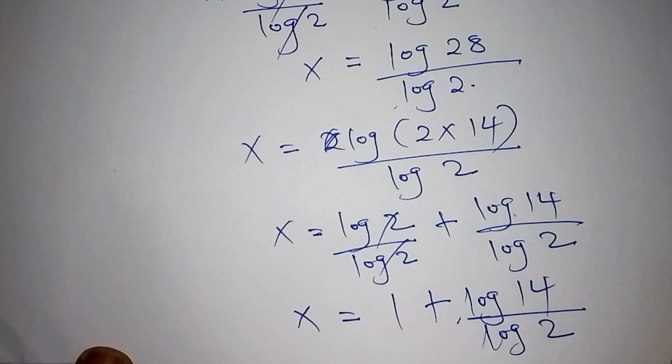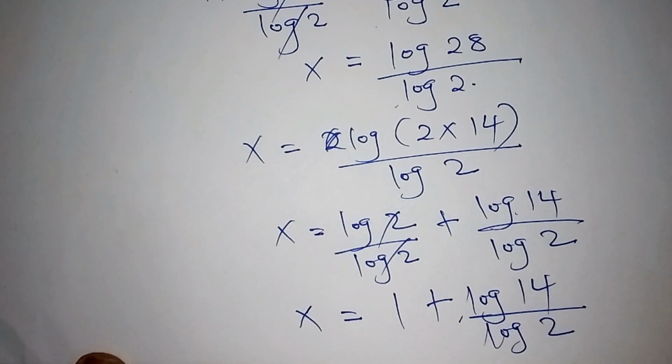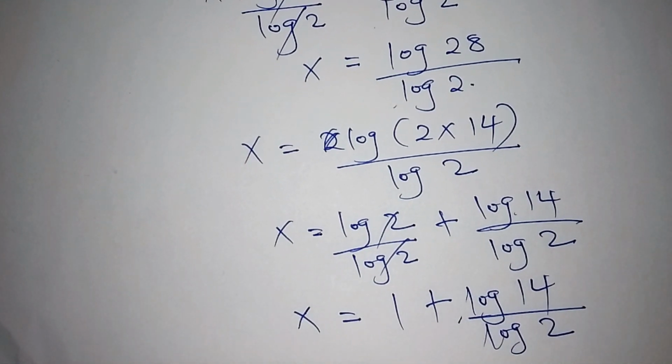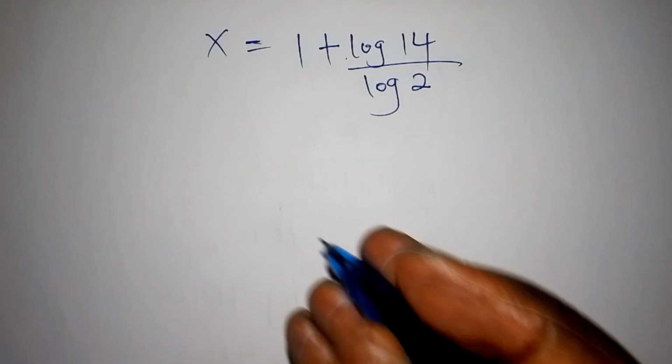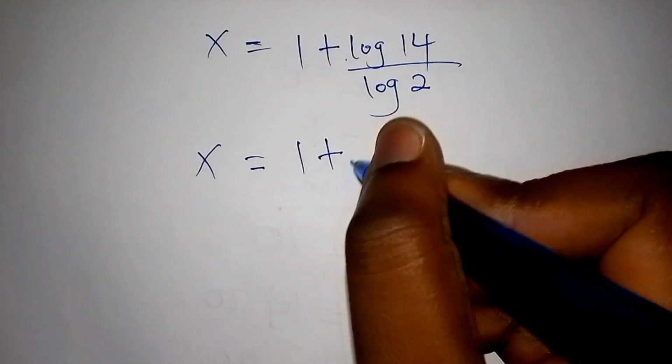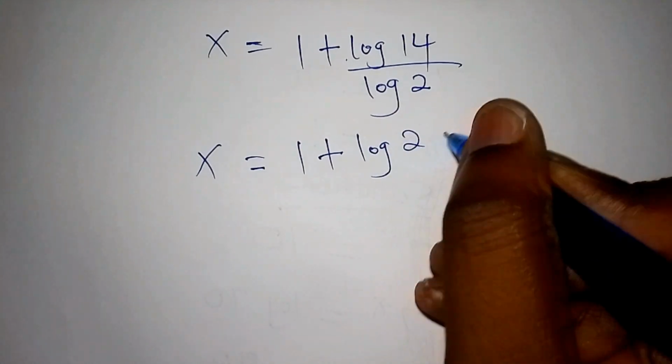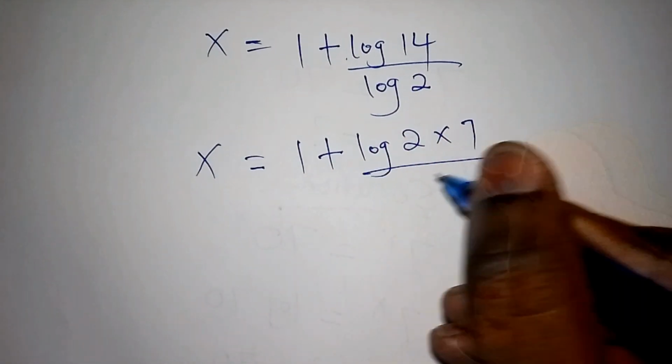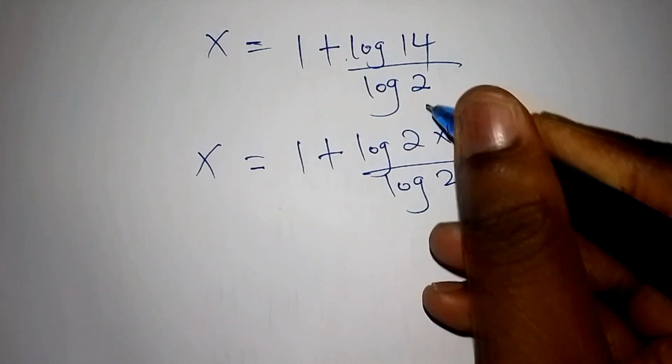Let's proceed. We don't stop our answer at this particular point. We're just about to finish. We can still simplify this and say x equals 1 plus, the log of 14 can also be written as the log of 2 multiplied by 7, all over the log of 2.